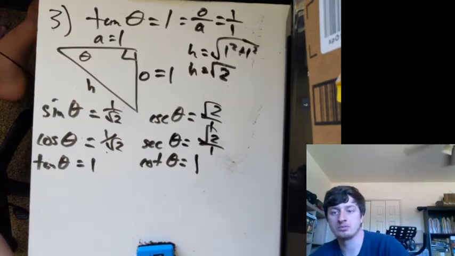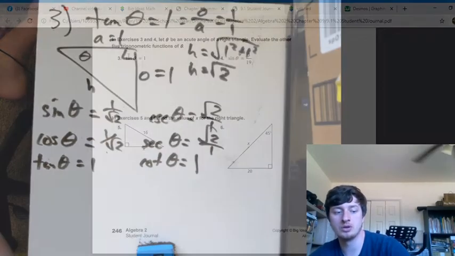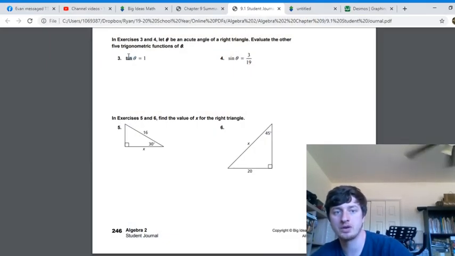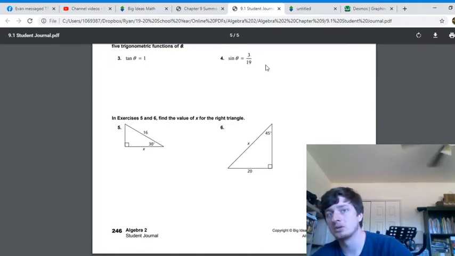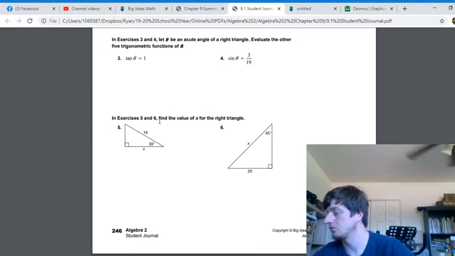We can use the fact that we know one of the trig functions to find the other trig functions. So you do the same thing with this one. You have opposite over hypotenuse, 3 over 19. You find the missing side using the Pythagorean theorem, and then you'll be good. Okay? So we're going to do number 5.